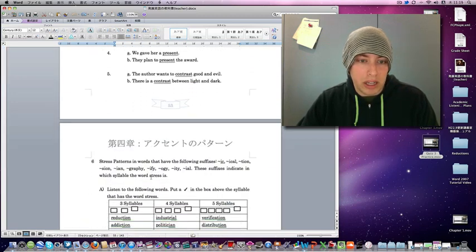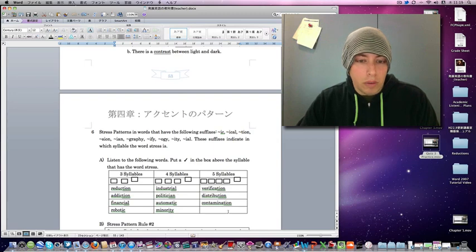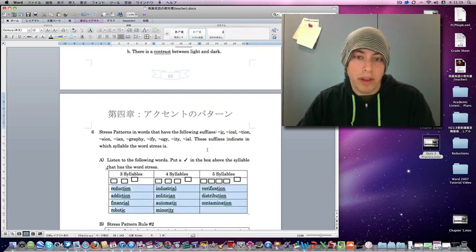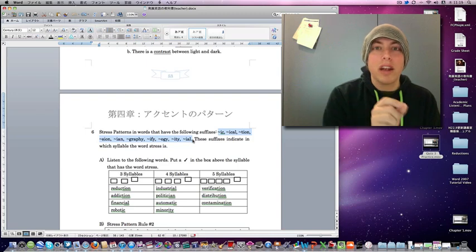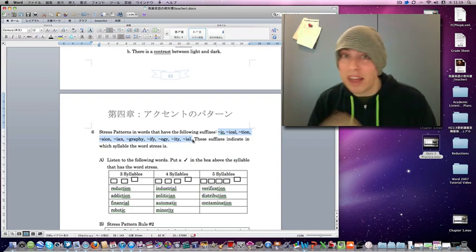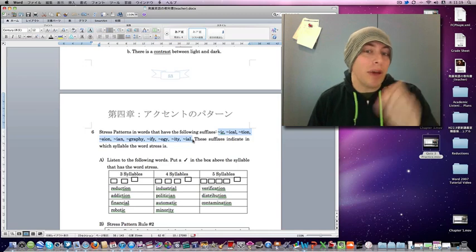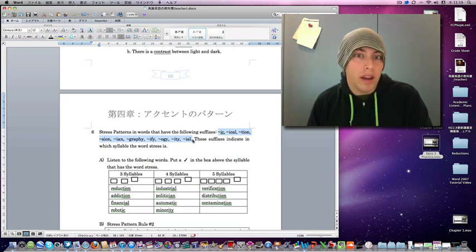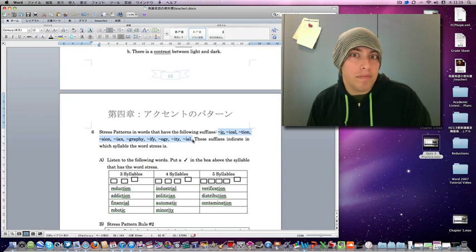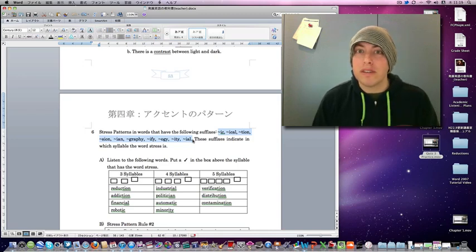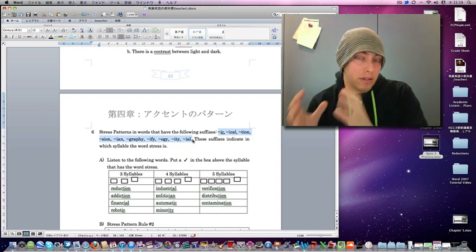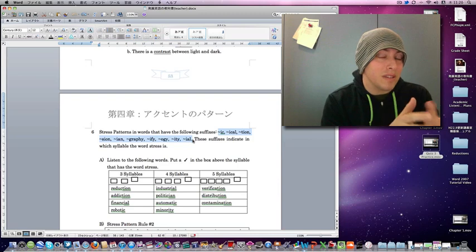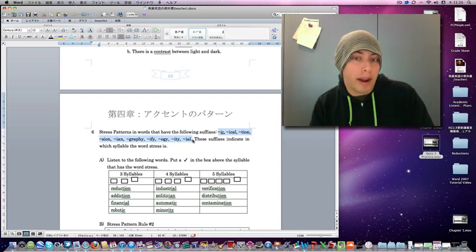So moving on down to page 54. I want you to look at all these words, and I want you to know they all have these types of suffixes. Suffixes are additions to the end of a word that alter its meaning, that change its meaning. And if you add a suffix to a word, the word stress changes as well. And in fact, for most suffixes, the word stress is always in the same place. That is, if you have a certain suffix, the word stress is always in the same syllable. So let's learn this pattern now.